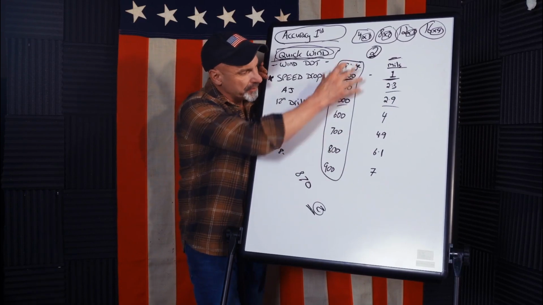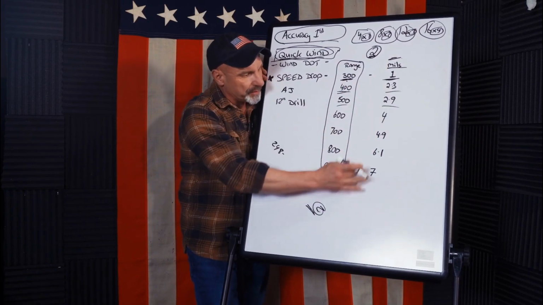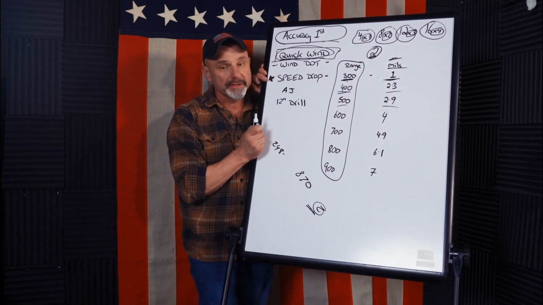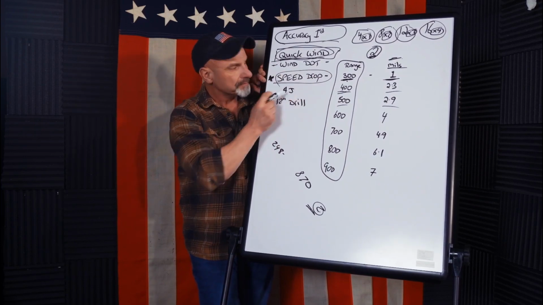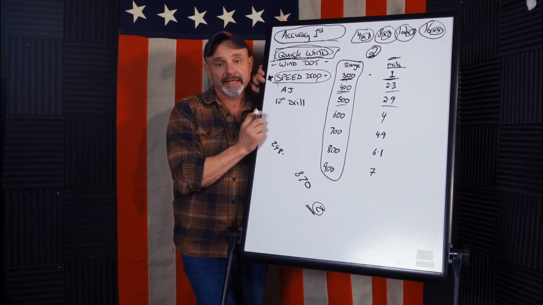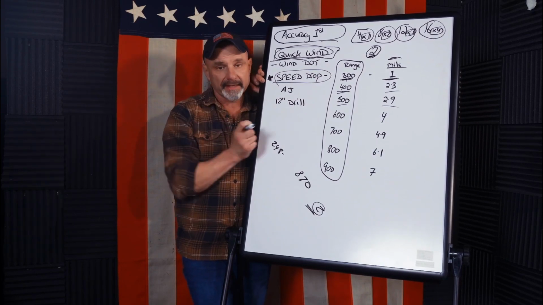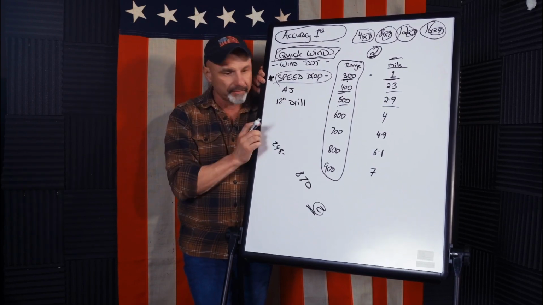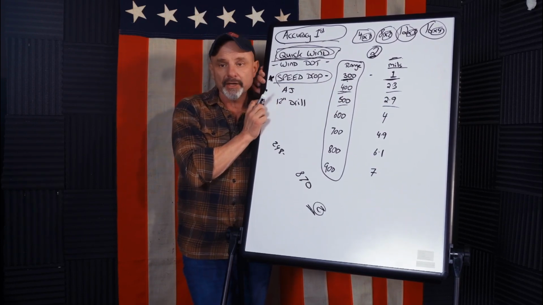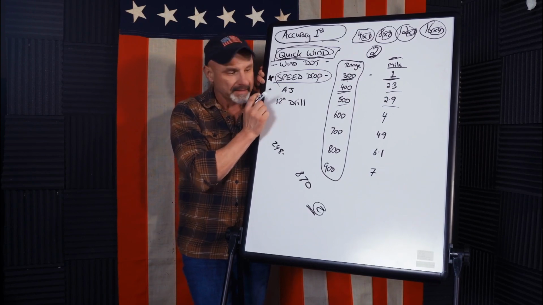So you can write your ranges down like this and figure out what your speed drop number is yourself, or you can go into speed drop on the Accuracy First page on the Kestrel and go down to calculate. After you've built your gun and you've got your muzzle velocity, your BC and all that stuff, hit calculate and it will tell you what your speed drop number is.